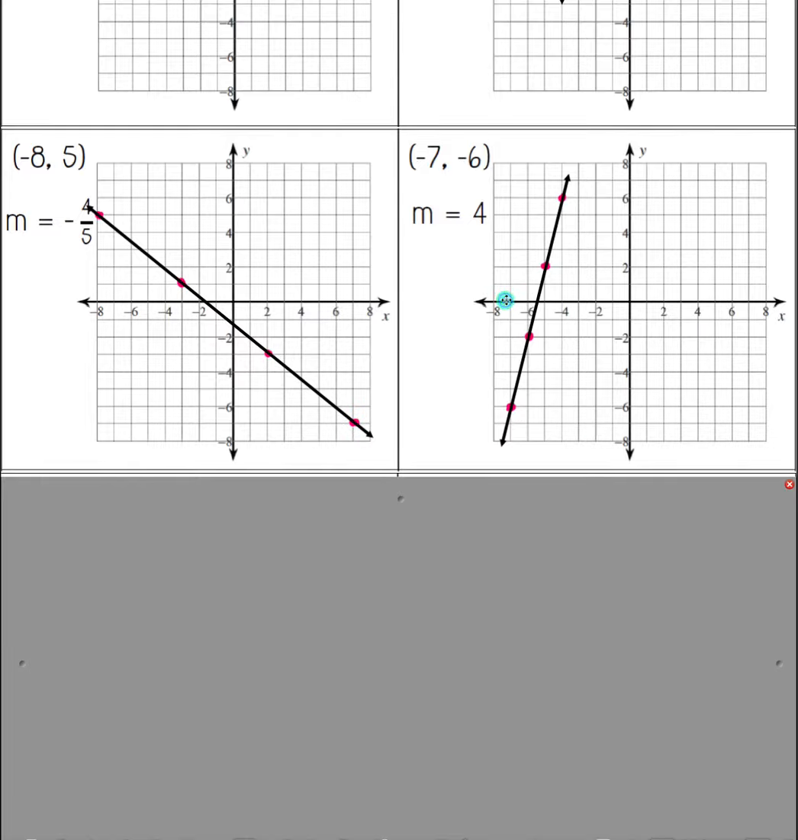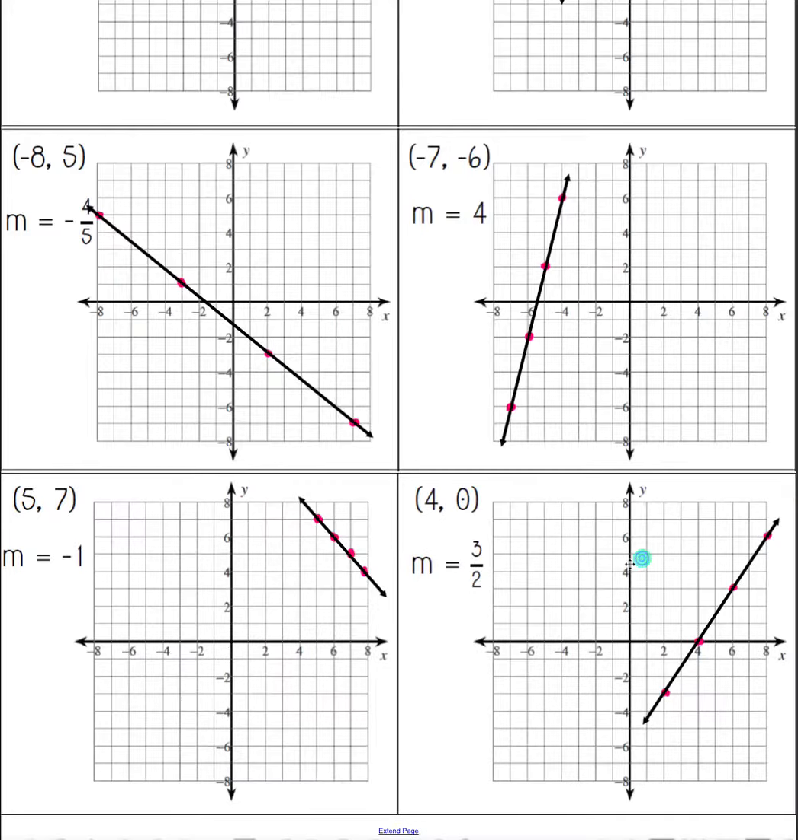At the point -7, -6, I made my point here, a slope of 4, so going up 4, remembering that 4 is 4 over 1, so up 4 over 1, up 4 over 1, up 4 over 1. And then the last 2, if we have the point 5, 7, and a slope of -1, that means I'm going down 1 over 1, down 1 over 1, down 1 over 1.